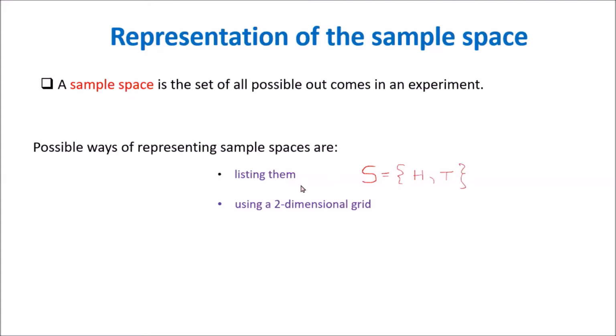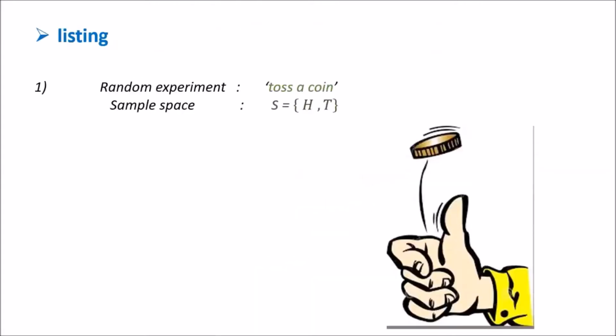Today we are going to represent it in another way, using a two-dimensional grid. Also we can represent the sample space using a tree diagram and a Venn diagram. In a previous lesson we represented events using Venn diagrams and listing. Listing means, in the random experiment of tossing a coin, we can write S equals, inside the curly brackets, head comma tail.